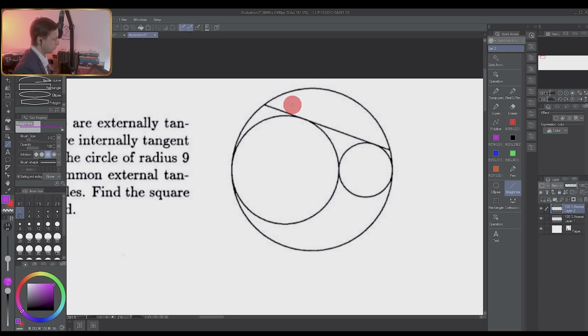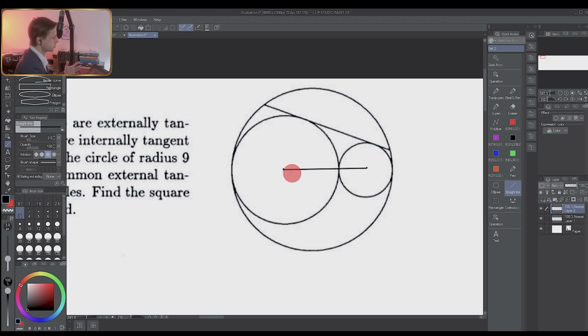What can we tell? Well, at first, this circle and this circle are externally tangent, and it means that this center, this center, and the point of their tangency belong to the same line, right? Okay, do we know now the position of the center of this big circle of radius 9? At the moment, we have no idea.